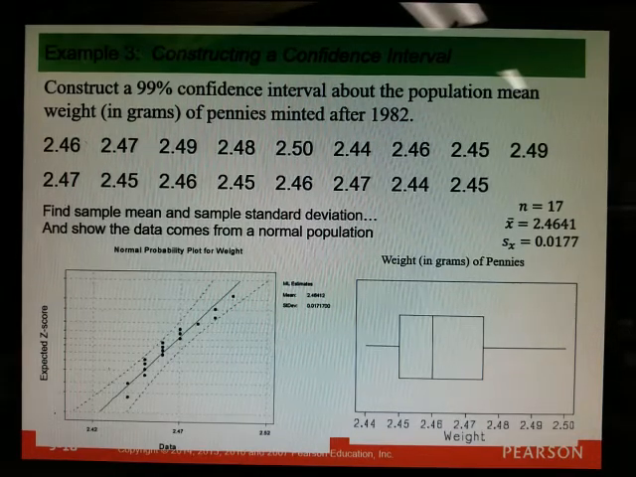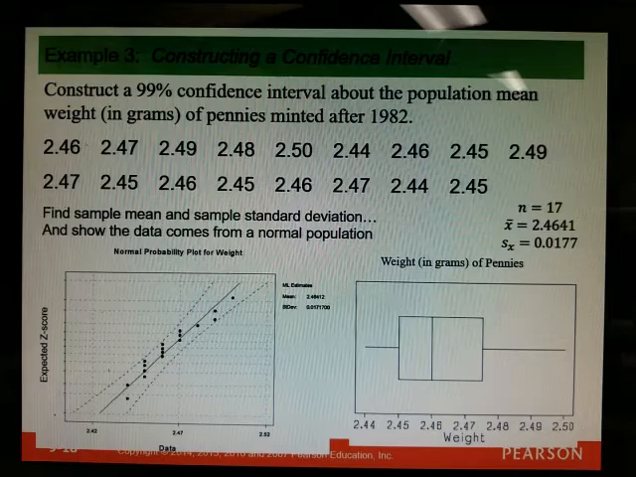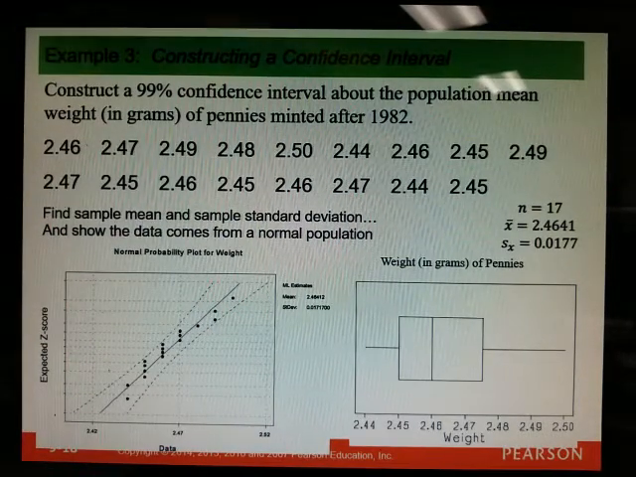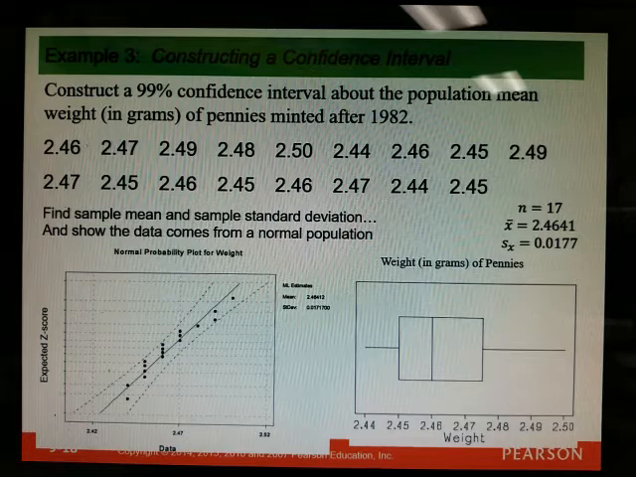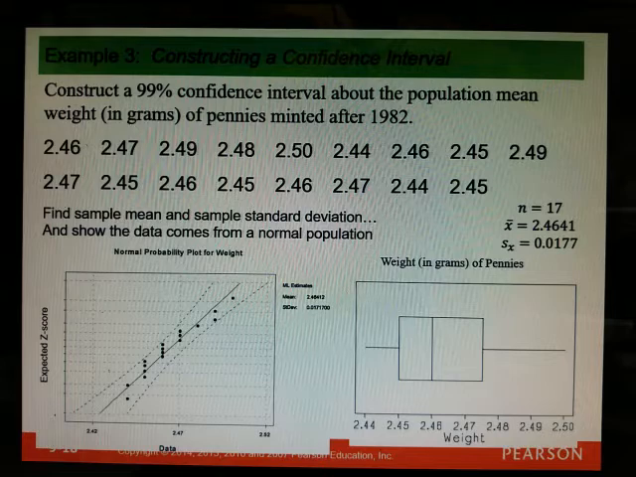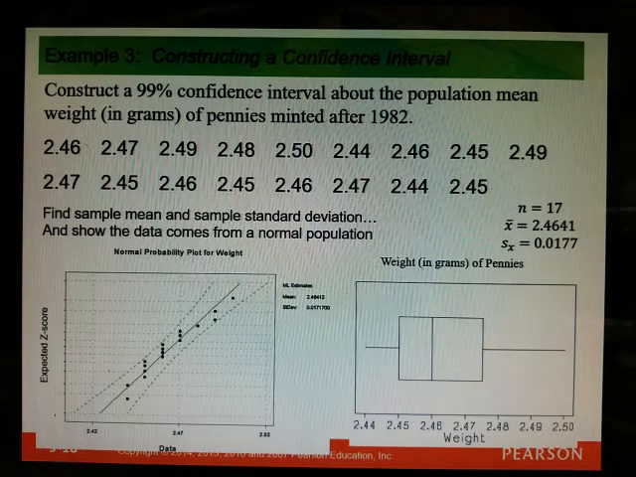Now, we would need to know if this was normal or not. See, nowhere in the story does it tell me it came from a normal population. And since we have less than 30 in our data set, that would concern me, because if there's not 30 in my data set, then I need to make sure my data came from somewhere that was normal.